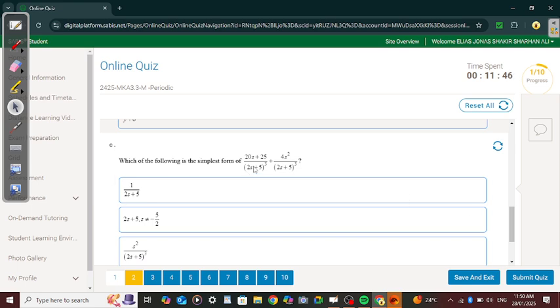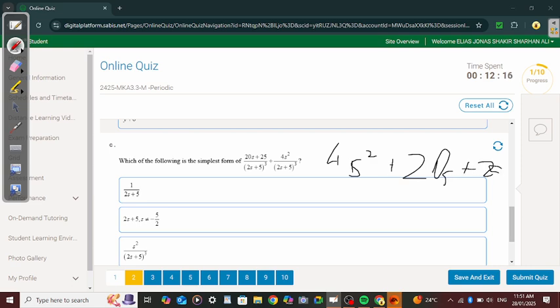Here, both fractions have the same denominator, so we could again just add up the numerators. 20s plus 25 plus 4s squared. We need to put this in standard form. So 4s squared at the start plus 20s plus 25 over 2s plus 5 cubed.